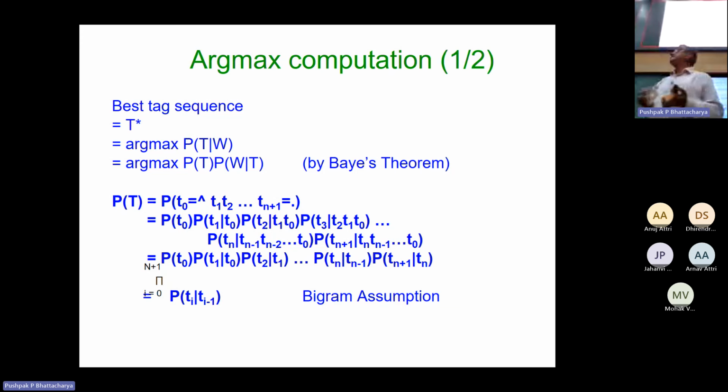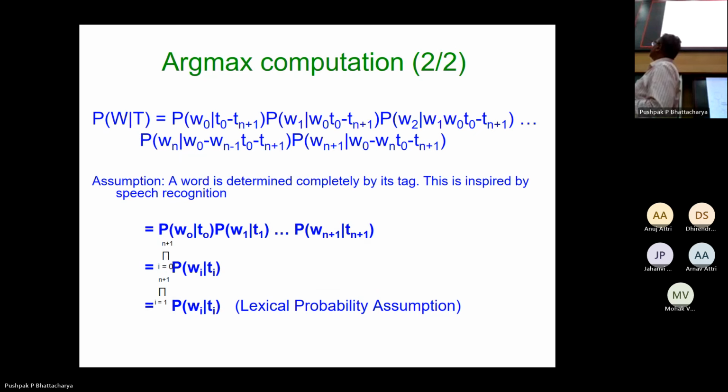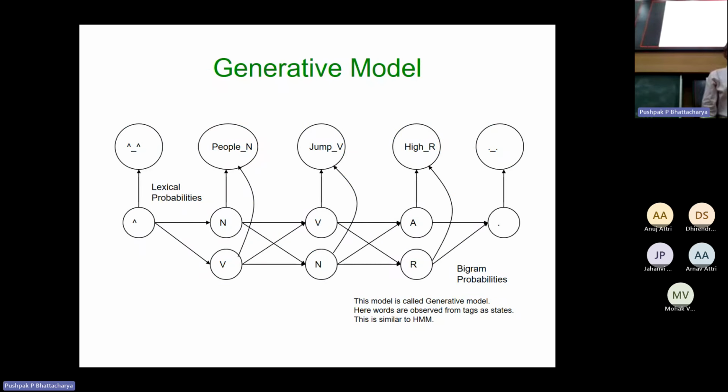So this is the final expression, and then when we put this together, we have an automaton of this form. I have the observation hat at the beginning of the sentence, and I have a state also in the beginning of the sentence, which is again hat. Then I have the state sequence, the state as N or V, corresponding to the observation people. The sentence here is people jump high. So people can be noun or verb. Then jump can be noun or verb.